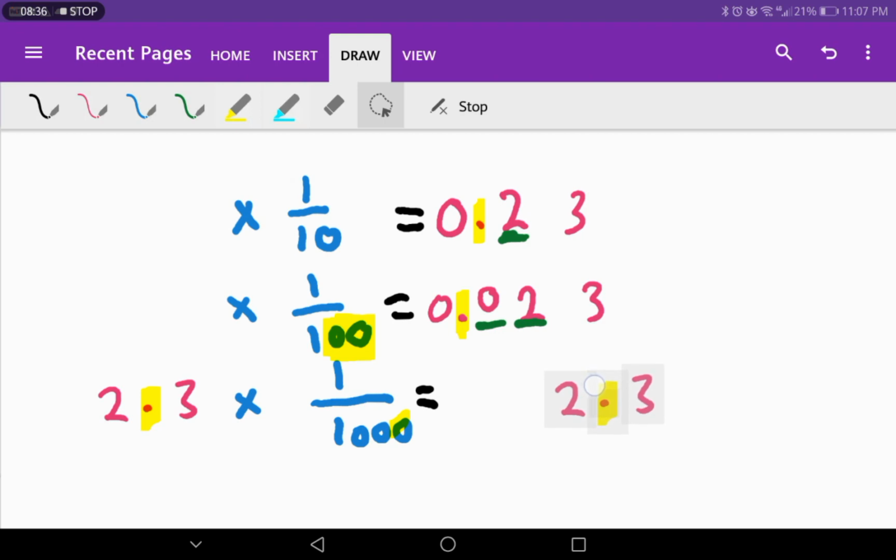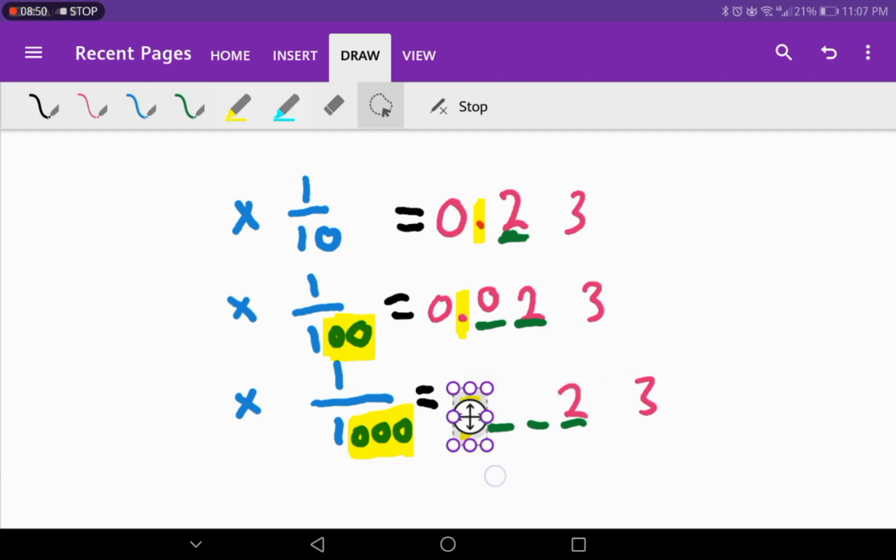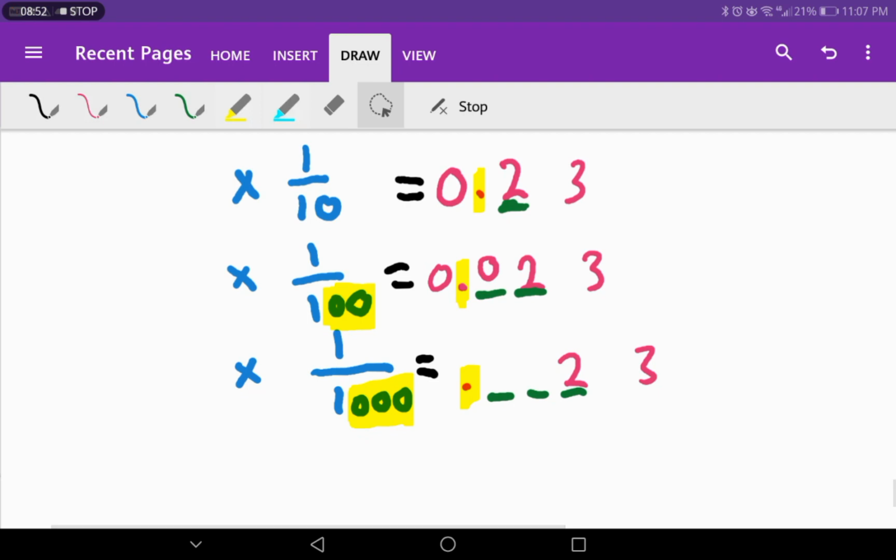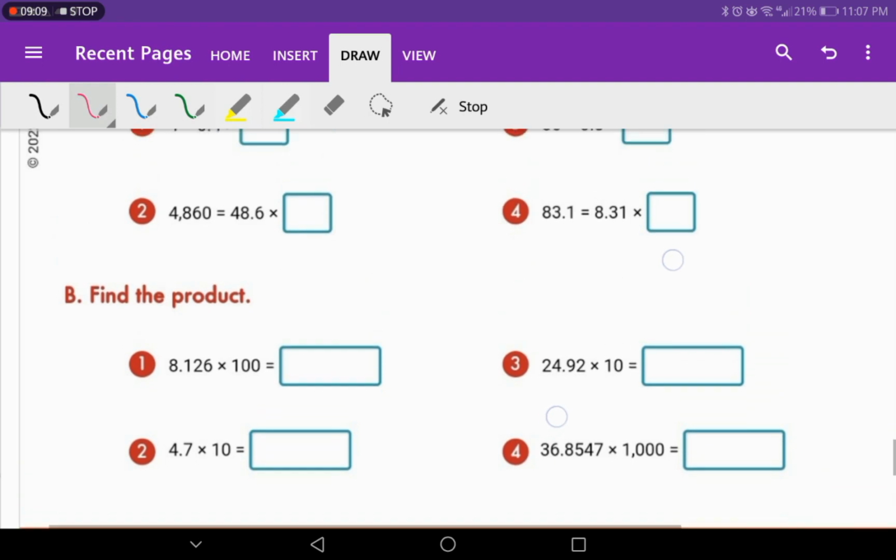We move it here, and we see how many steps I have to move. Bravo, 3. So 1, 2, and 3, and I will move this guy here and fill the empty places by zeros, and if I want I put 0 for decoration. So it's 23 10,000ths. This is the whole story, my dear students. Let us apply what we learned here.